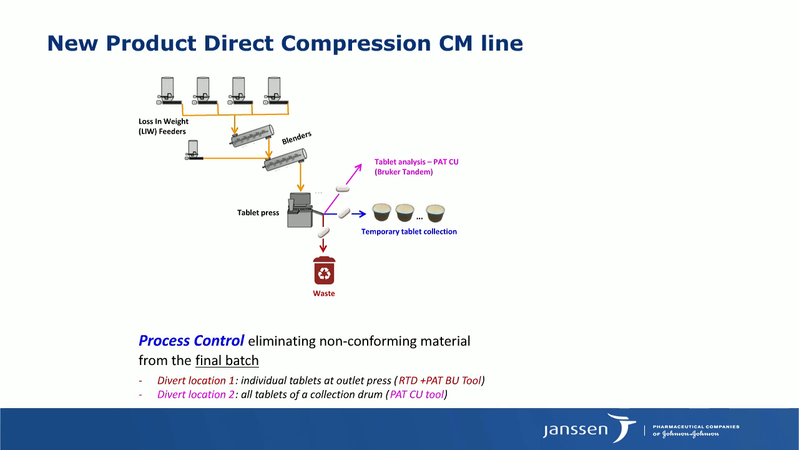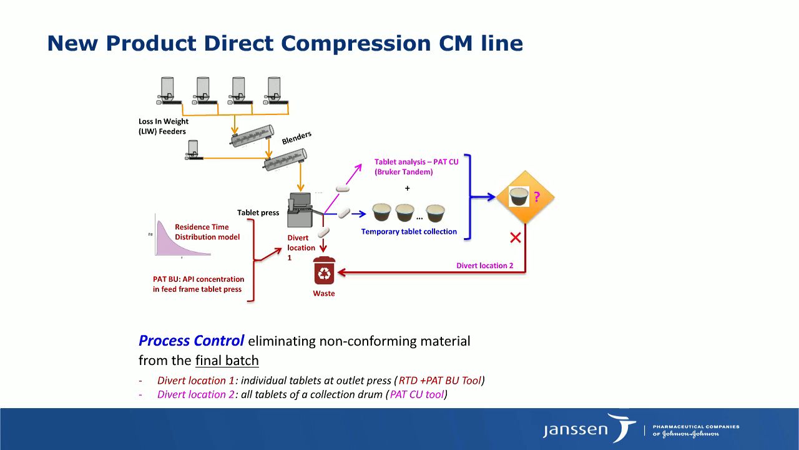Now, process control here means that we have to eliminate non-conforming material from the final batch. So our first diversion location is bringing the tablets at the end of the tablet press to the waste. In order to do that, we use 2 different tools. We use the residence time distribution model, and we use the PAT-BU tool, where we measure the API concentration in the feed frame of the tablet press.